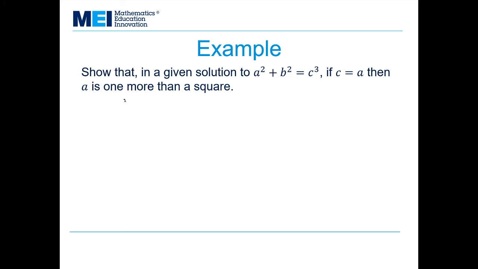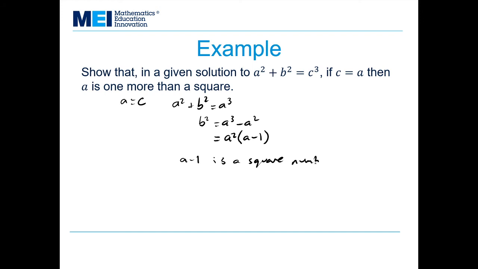Well, I'm told that a equals c, so I can rewrite my equation as a squared plus b squared equals a cubed. That rearranges to give b squared equals a cubed minus a squared, which means that b squared is a squared times a minus 1. Now, in order for this to be a square number, all of this has to be a square number. This is already a square number, so a minus 1 is a square number. So a is 1 more than a square.